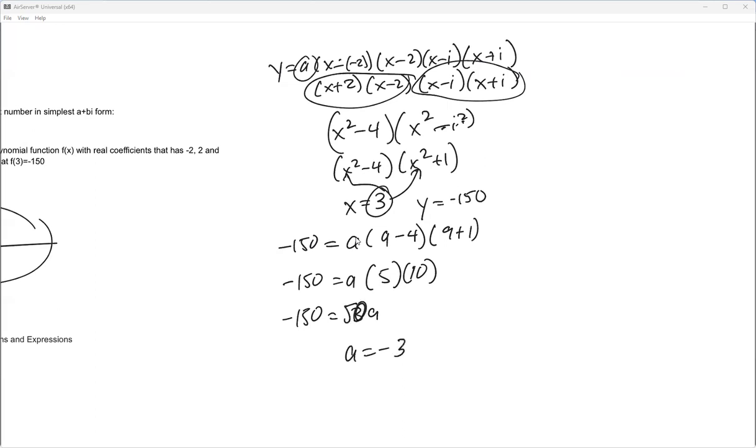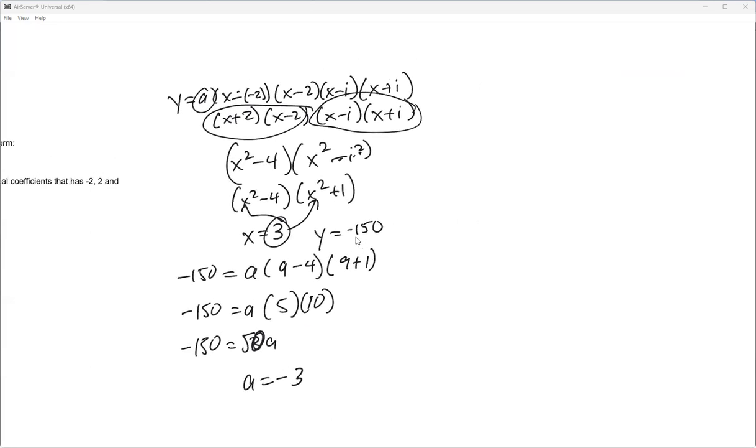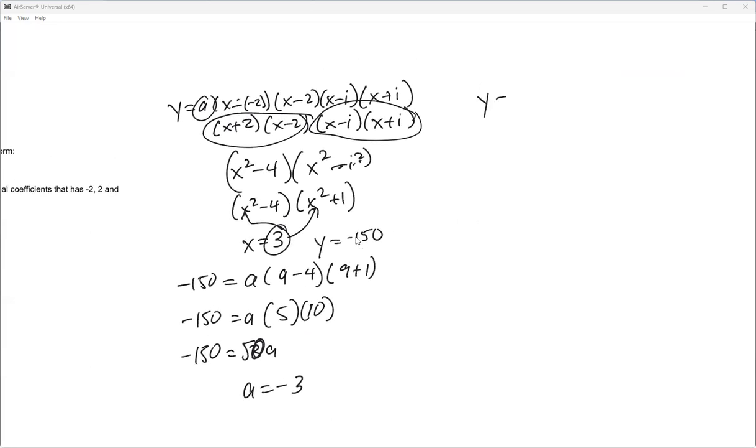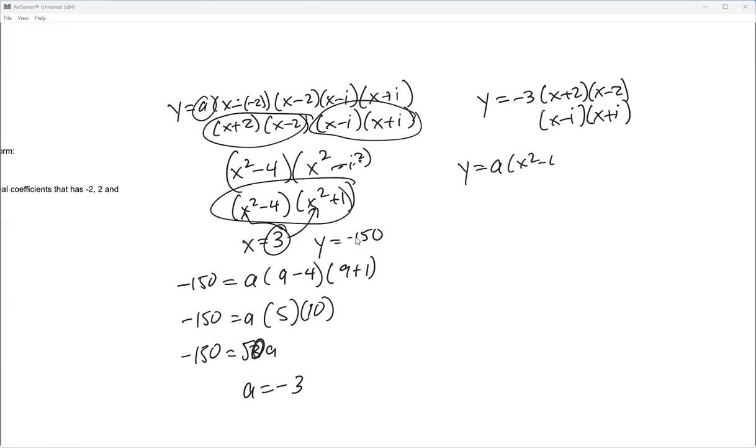Once you do that, in factored form, it's y equals negative 3, x plus 2, x minus 2, x minus i, x plus i. If you do it in standard form, I would do it from here. y is equal to a, and then x squared minus 4 times x squared plus 1. You have to FOIL this out, so this will be x to the 4th plus x squared minus 4x squared minus 4. And then the a is negative 3. y is equal to this.